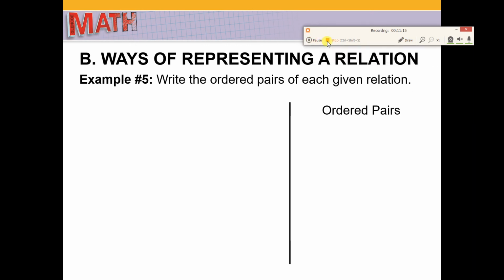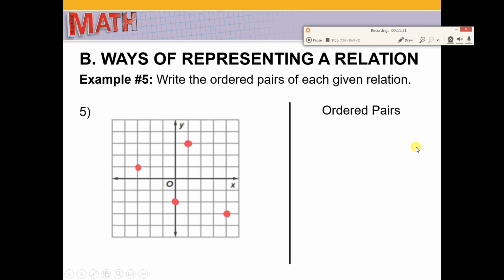And for our final example for this lesson, we have another graph. So you can pause this video and try to look for the ordered pairs on your own. Okay, you can pause the video now, and then I will write the answers in a few seconds.